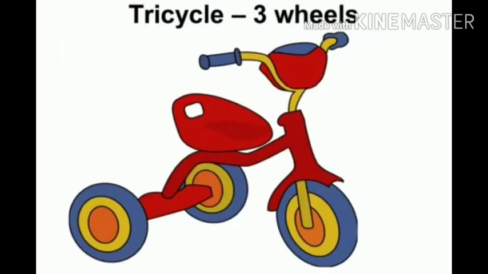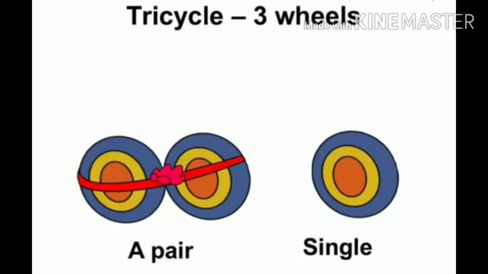Now students, here we are having a tricycle. It has 3 wheels. Then how many pairs can we make with them? 1, 2, 3 wheels. 1, 2 make a pair, and the third one is alone. So only one pair of wheels is formed.